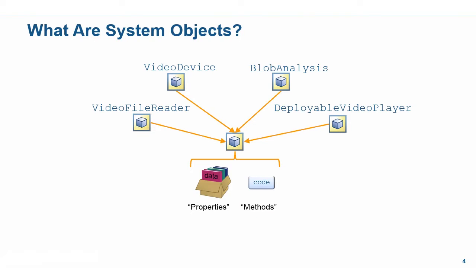Examples of some system objects in MATLAB are video file reader, which can be used to read video files, video device, which can be used to connect to cameras and other video devices, blob analysis, which can be used to perform the blob analysis algorithm on existing images, etc.